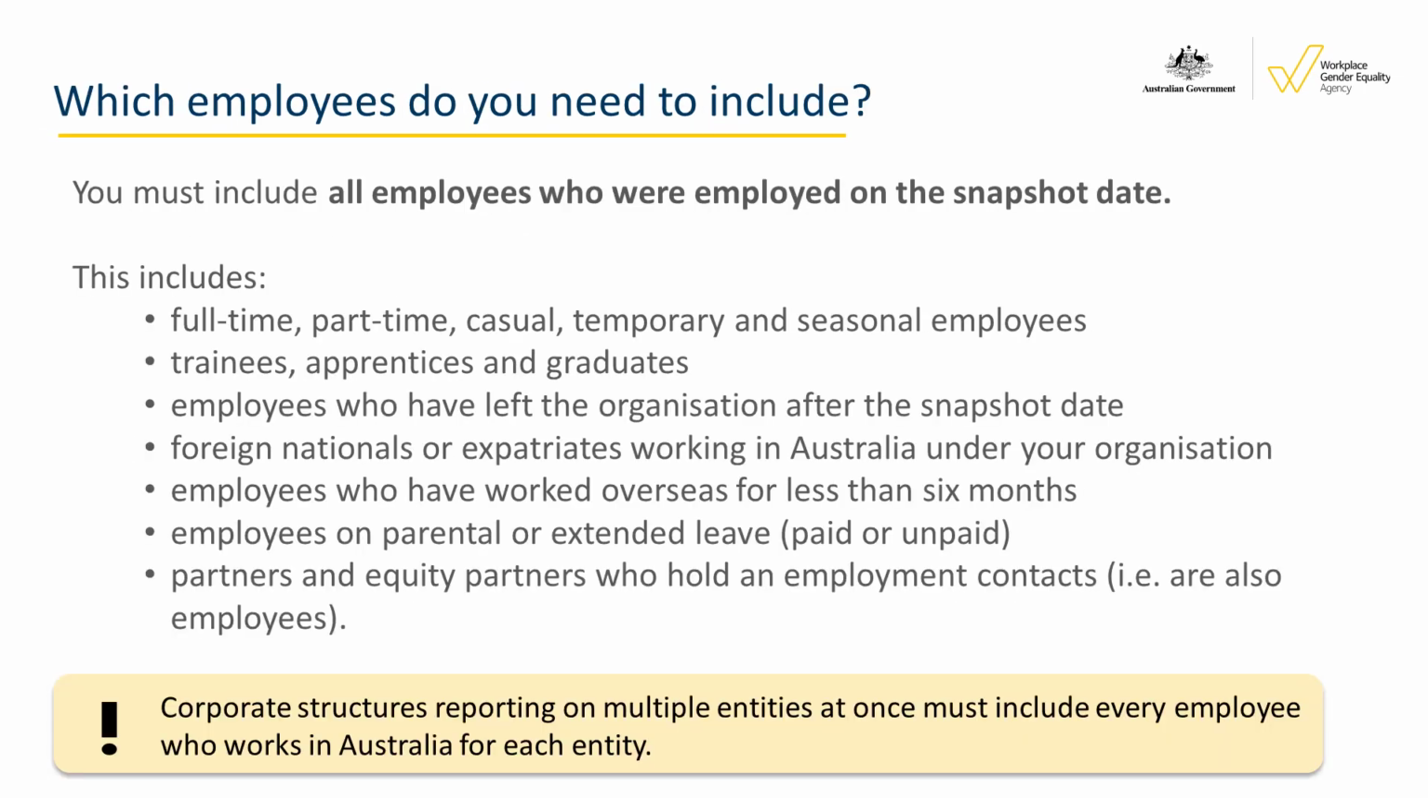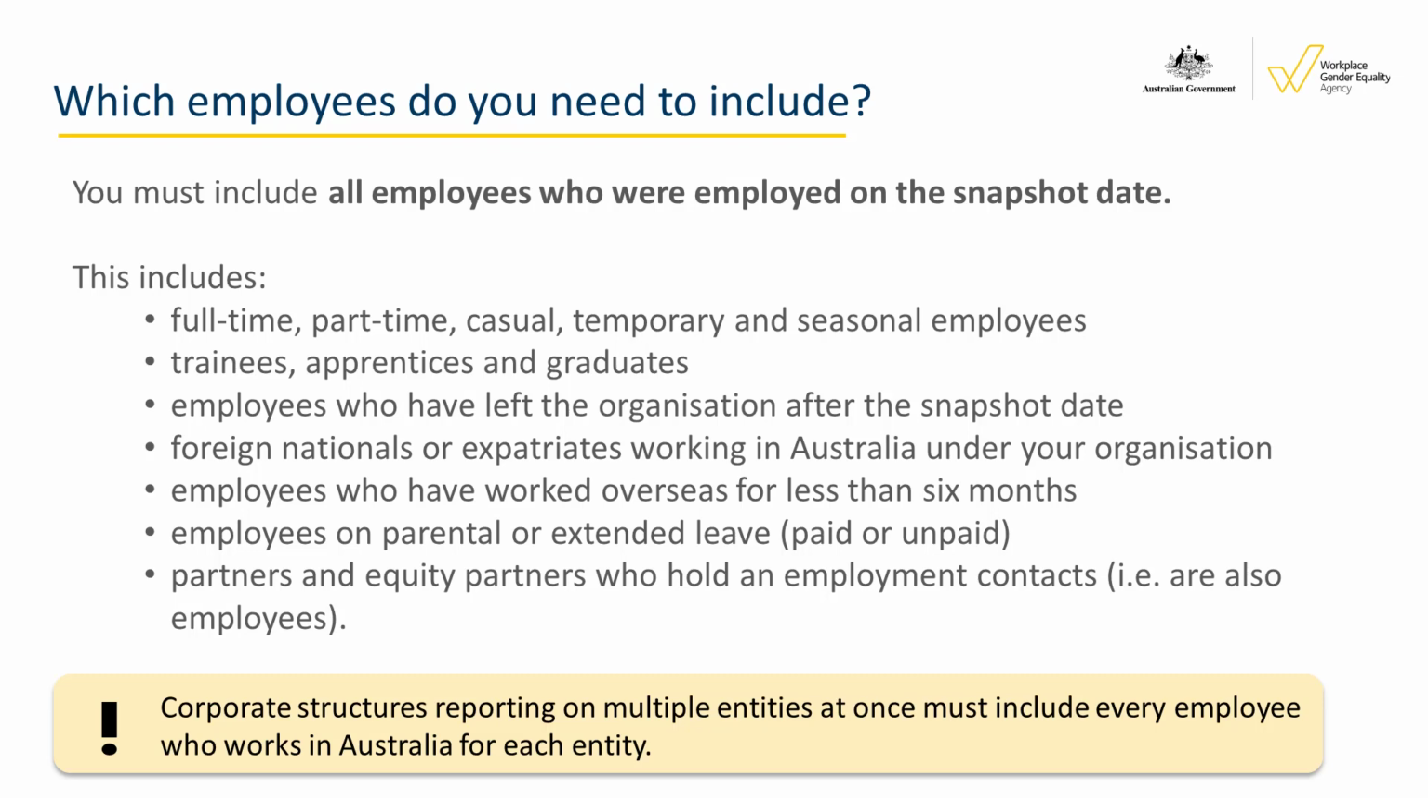After you have chosen your snapshot date, you can populate the employees who you will be including on your profile. In short, you must report on all employees who were employed by your organisation on the snapshot date, even if they have since left the organisation. This includes full-time, part-time, casual and temporary or seasonal workers, trainees, apprentices and graduates, foreign nationals or expatriates working in Australia under your group, and employees who have worked overseas for less than 6 months. Anyone on parental or extended leave is also included.